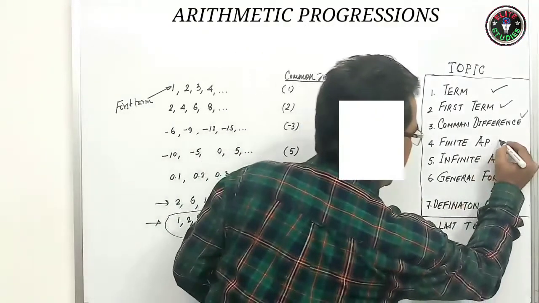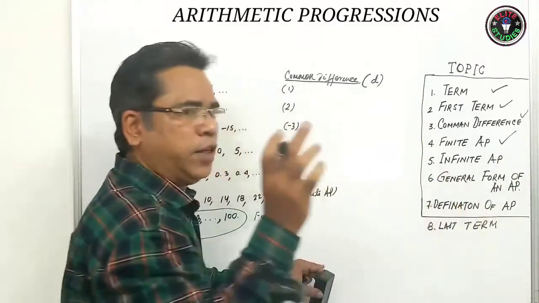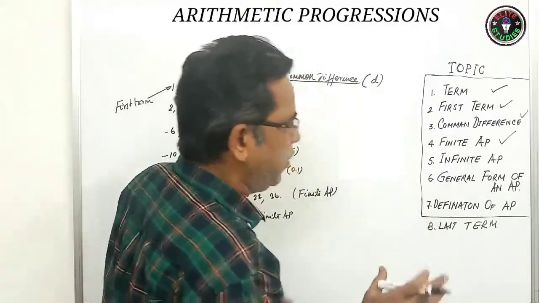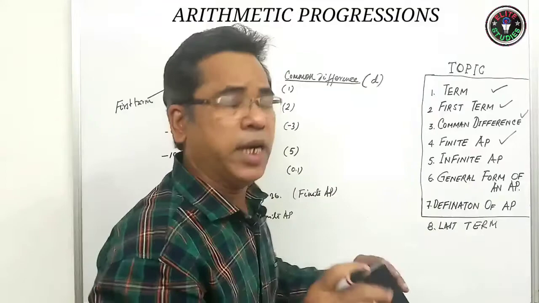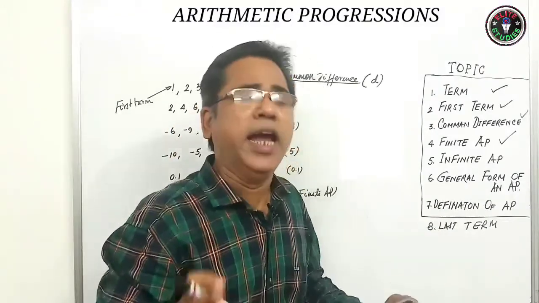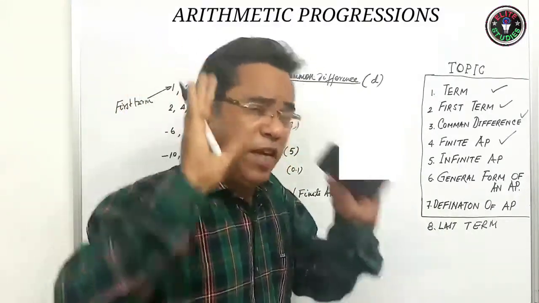So in the case of a finite AP, the number of terms in the given AP will be fixed. It may be 1000, 10,000, 20,000, it may be 2, 3, 4, but it is fixed.